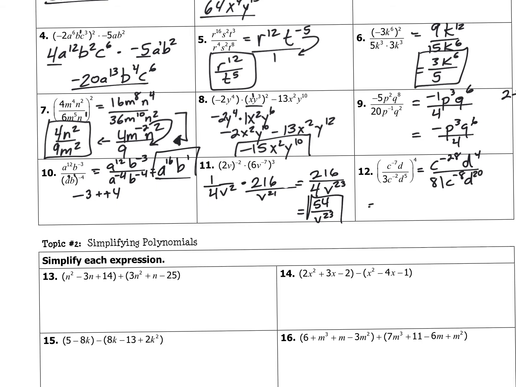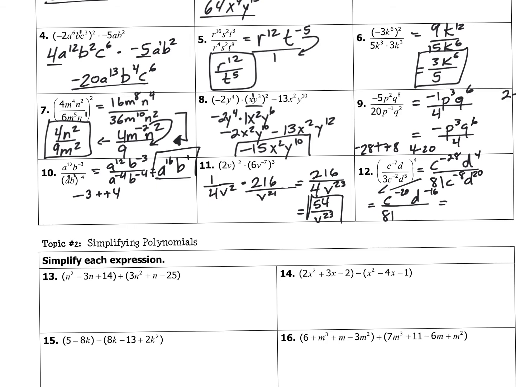Now, if we simplify that, so I'm going to bring this over here. If we're dividing, we're still going to have 81 in the denominator. C to the negative 28 minus negative 8. So this is like negative 28 minus negative 8. That's going to be plus a positive 8. So we'll have c to the negative 20. And then d to the 4th minus 20. That's 4 minus 20. It's going to be d to the negative 16.